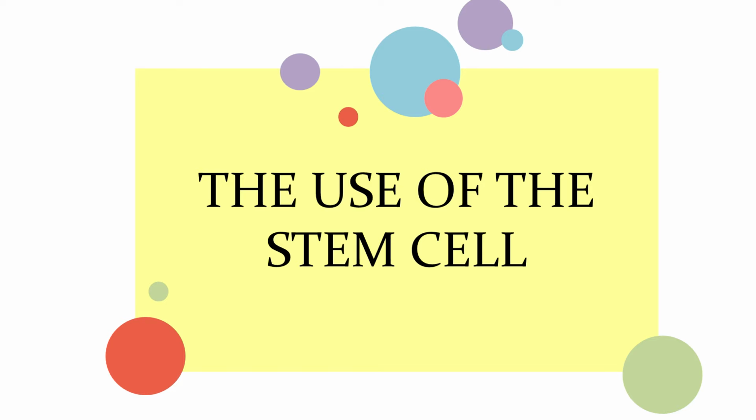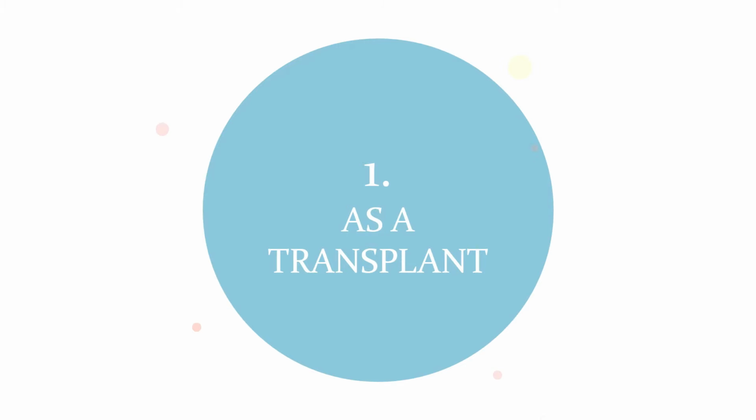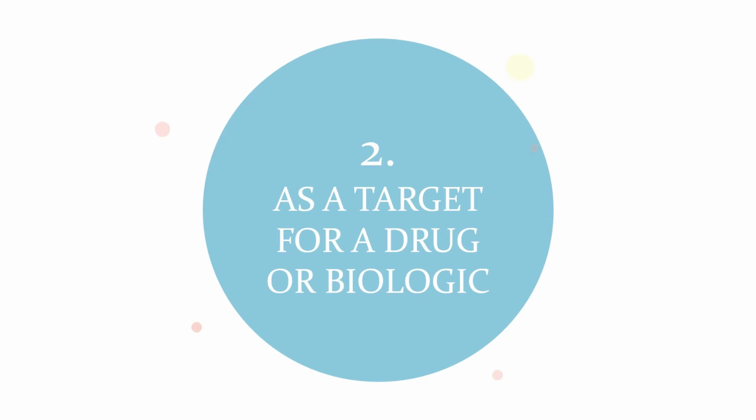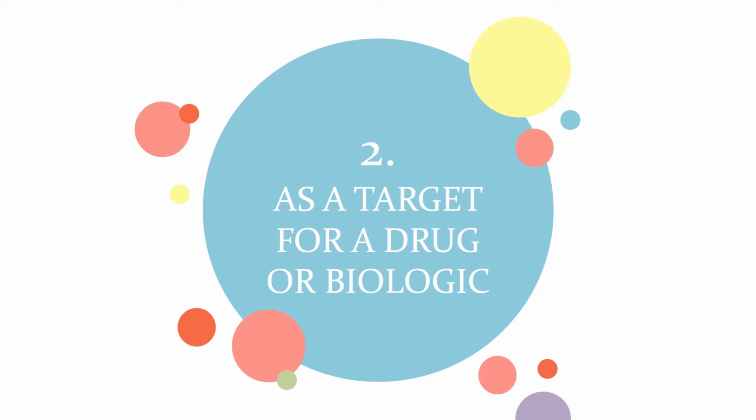There are two main ways stem cells can be used. The first is as a transplant, where the desired stem cells are harvested either from the patient or a donor and refined or modified in some way before being injected or grafted into the patient. And the second one is as a target for a drug or other biologic, where the drug or biologic is intended to activate a desired response from the stem cells that already exist in the patient's tissues or organs.